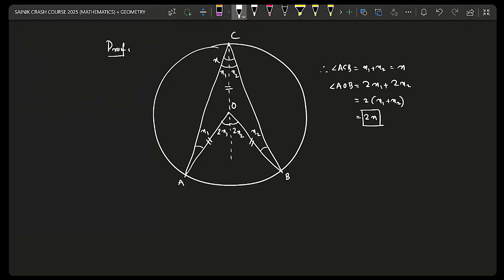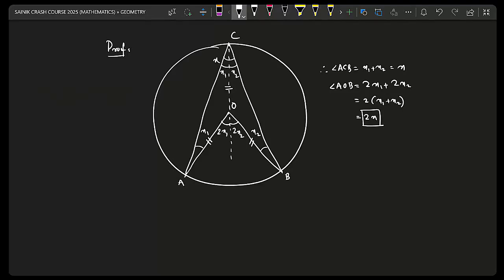See, in geometry proofs are not required, only the properties are important. Even if you don't understand, no problem. But you just remember, the central angle is 2 times the angle subtended at the other part of the circle. That's it.